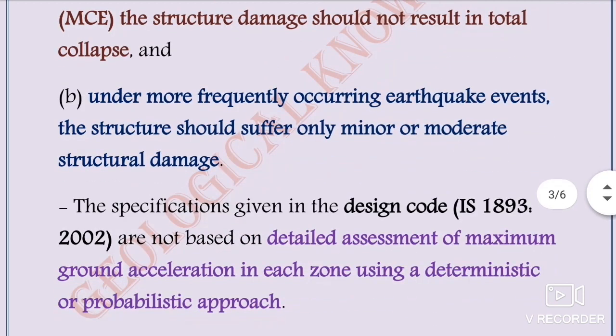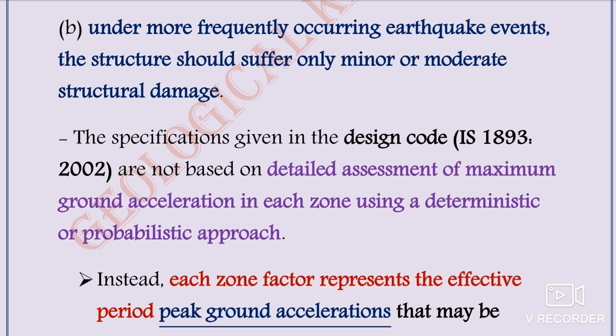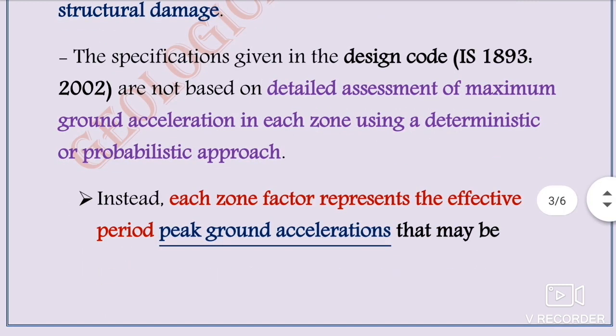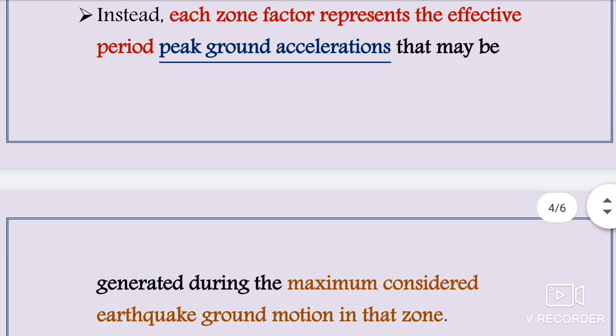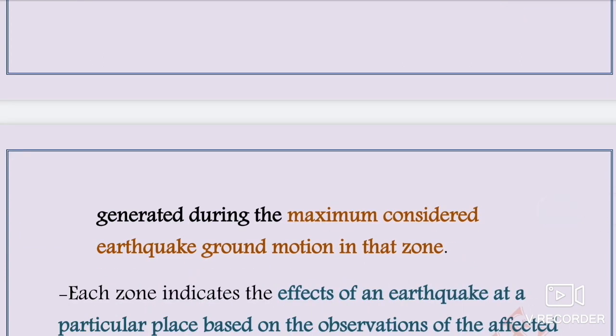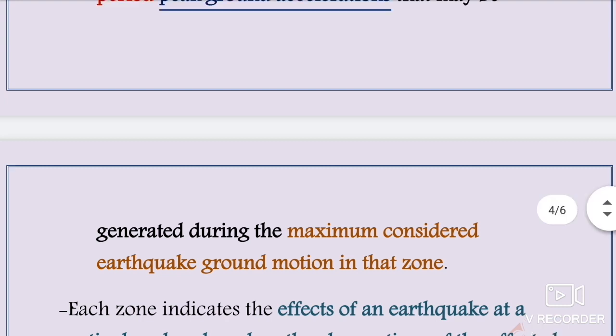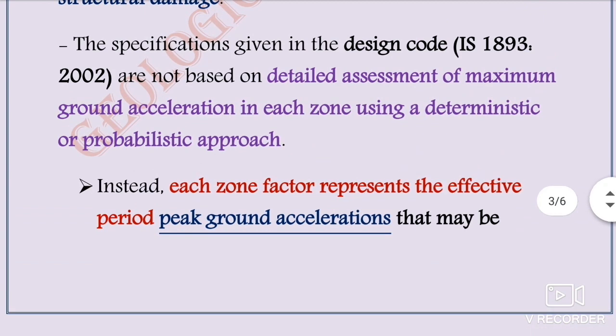The specifications given in the design code of Indian Standard 1893 are not based on a detailed assessment of maximum ground acceleration in each zone using a deterministic or probabilistic approach. Instead, each zone factor represents the effective peak ground acceleration that may be generated during the maximum considered earthquake ground motion in that zone. So the base has also been cleared.